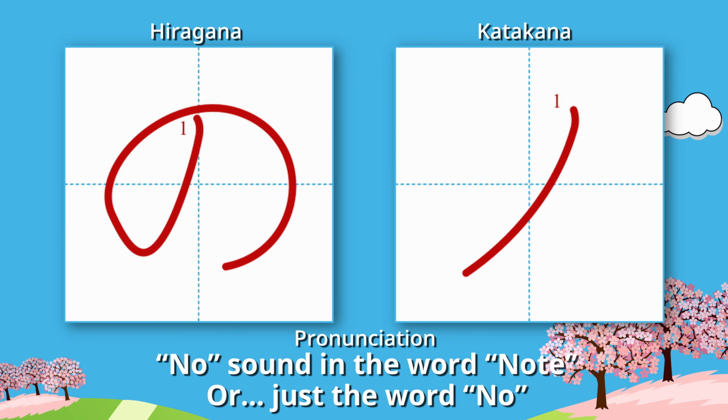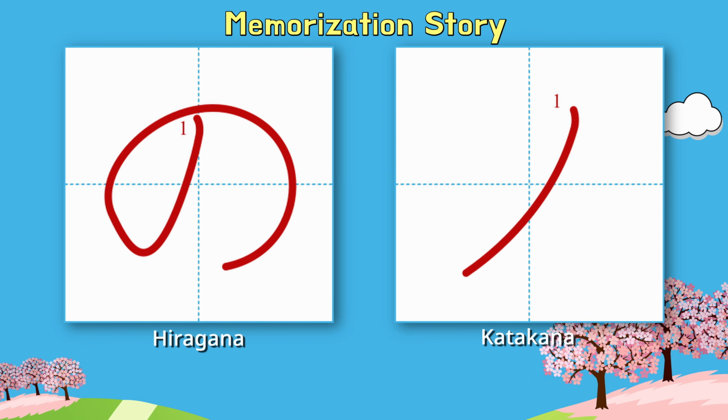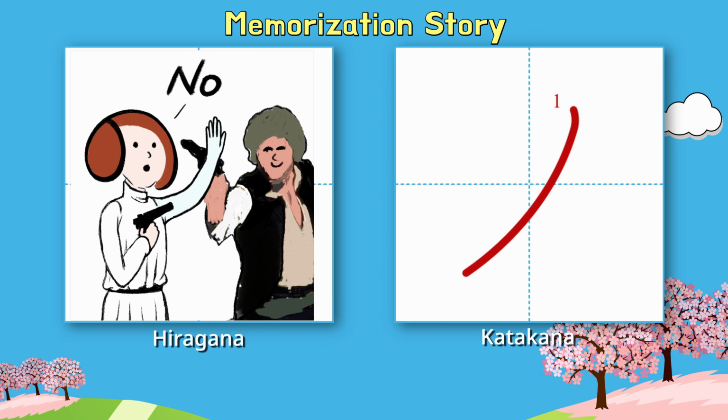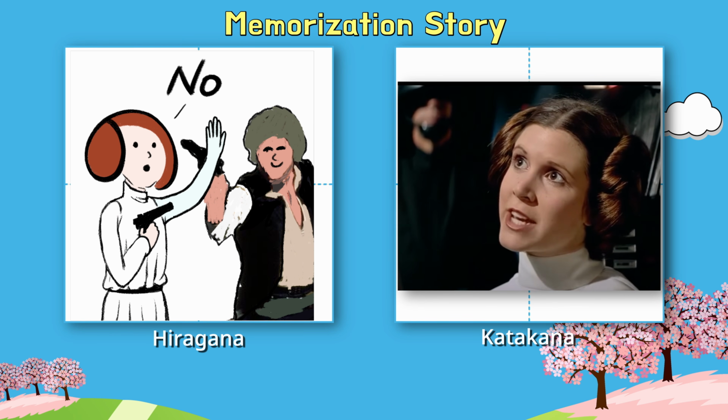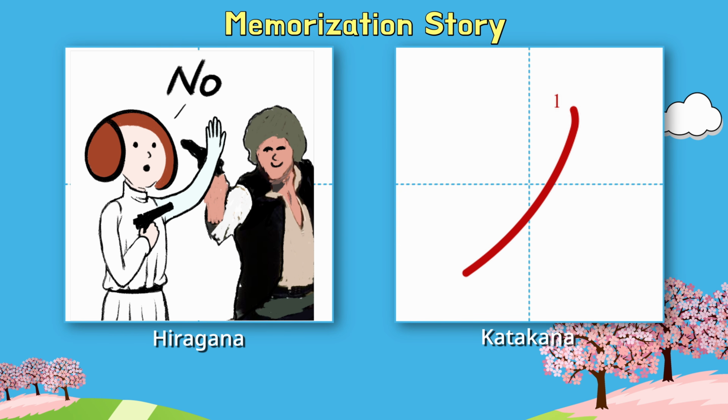These characters represent the no sound in the word note, or just the word no. The combination of the hiragana and katakana looks, to me, like Princess Leia saying no to Han Solo. "I recognized your foul stench when I was brought on board." Her upheld arm being the katakana. An alternative for the katakana no is the character called No from our series on kanji, this cute little guy.